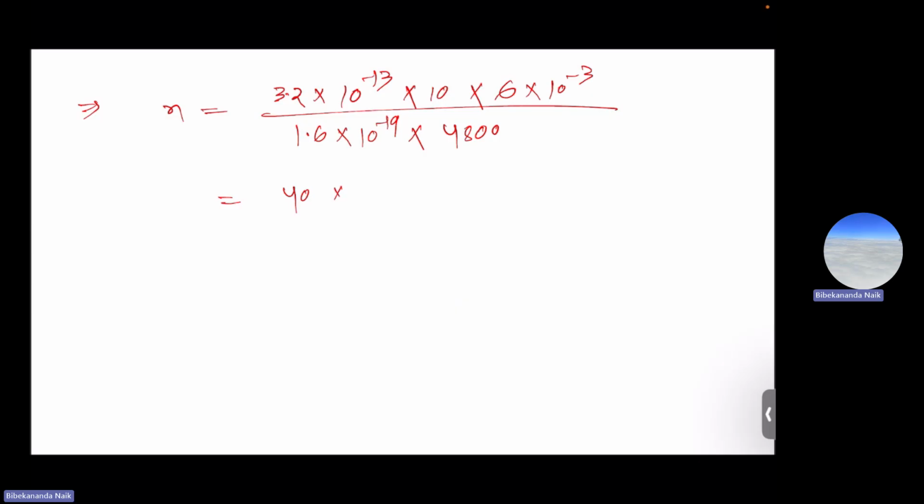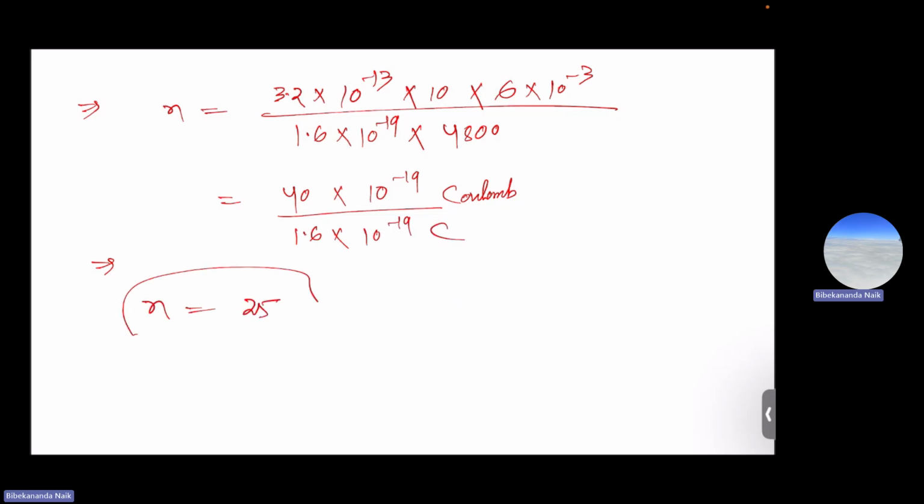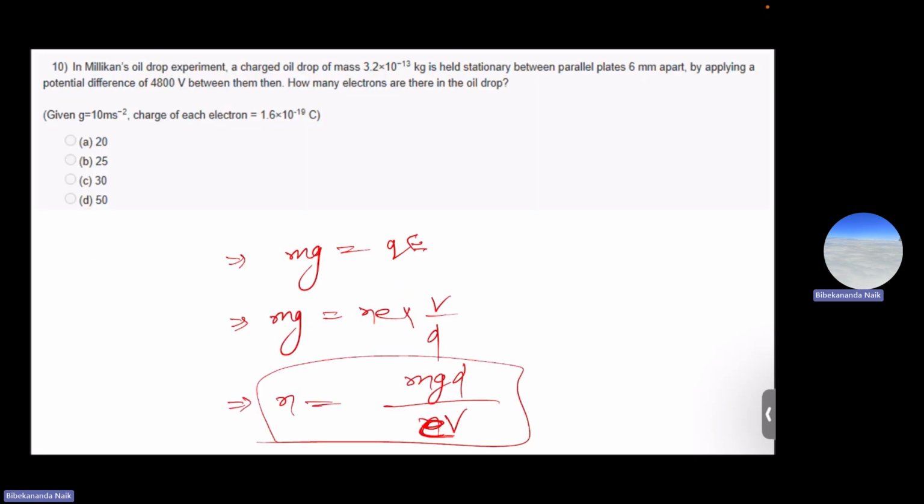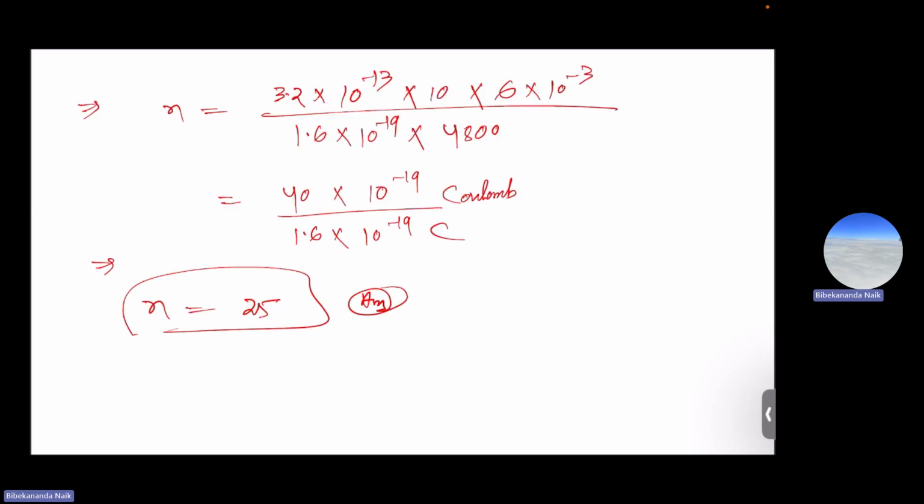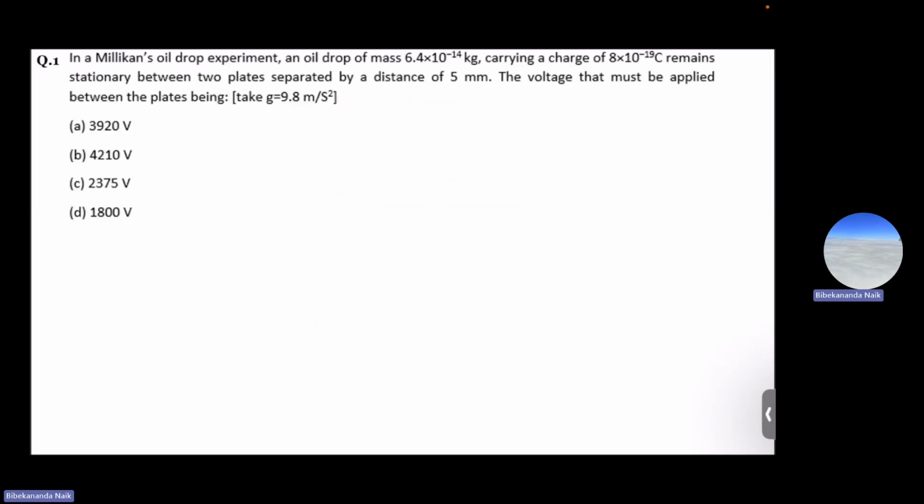So if you calculate, it will come out to be 40 into 10 to the power minus 19 coulomb divided by 1.6 into 10 to the power minus 19 coulomb. So n will be 25. So the correct answer is option B, that is 25. So these two questions are pretty much similar. Now move to another question based on Millikan's oil drop experiment.